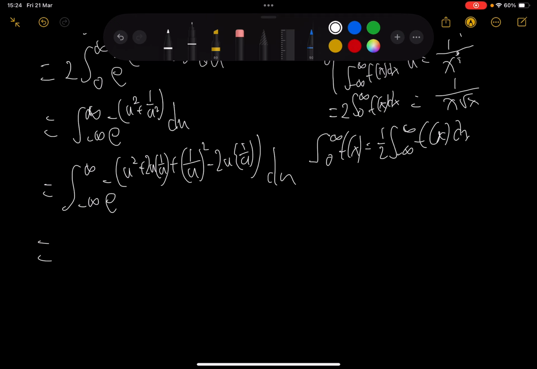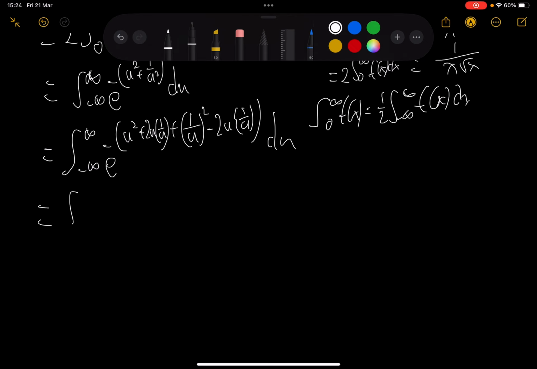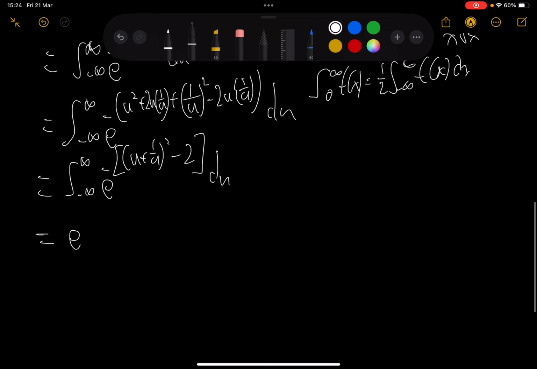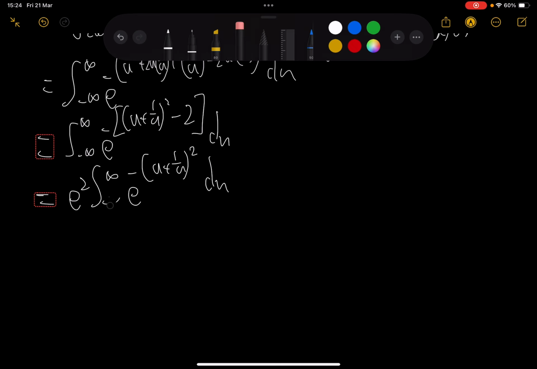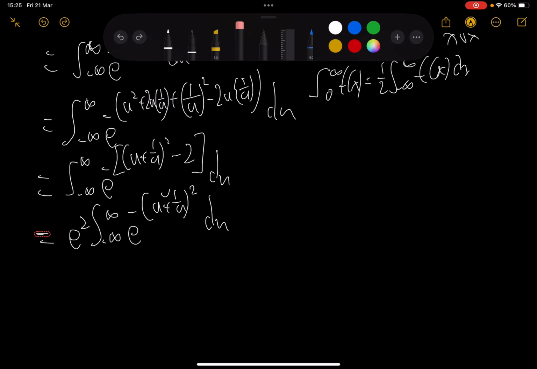I should not use the positive side, because let me see what happens if you use the positive side here. After computing the square, you get something like this: parentheses u plus 1/u squared, and then minus 2 like that. And then you get something like e squared times this, and the e power minus this. This is just another integral. We cannot do anything about it. Because this is a positive side, we cannot use the identity. So we have to use the negative side here.